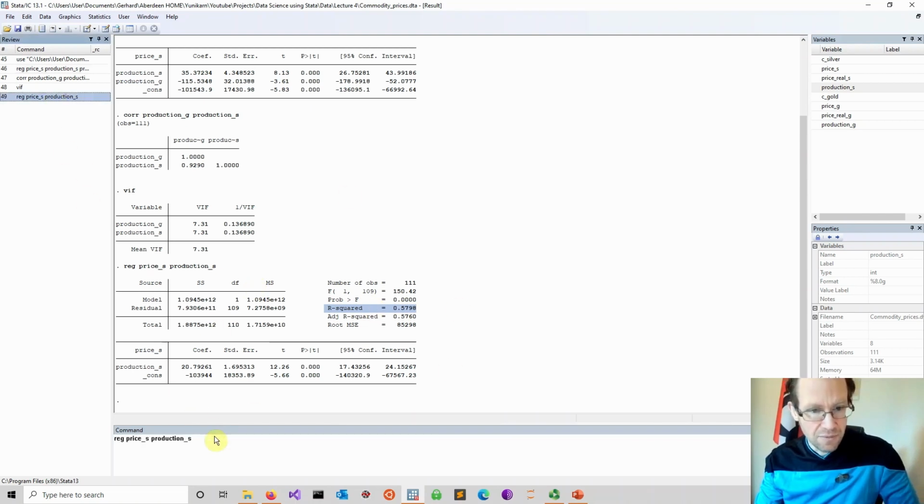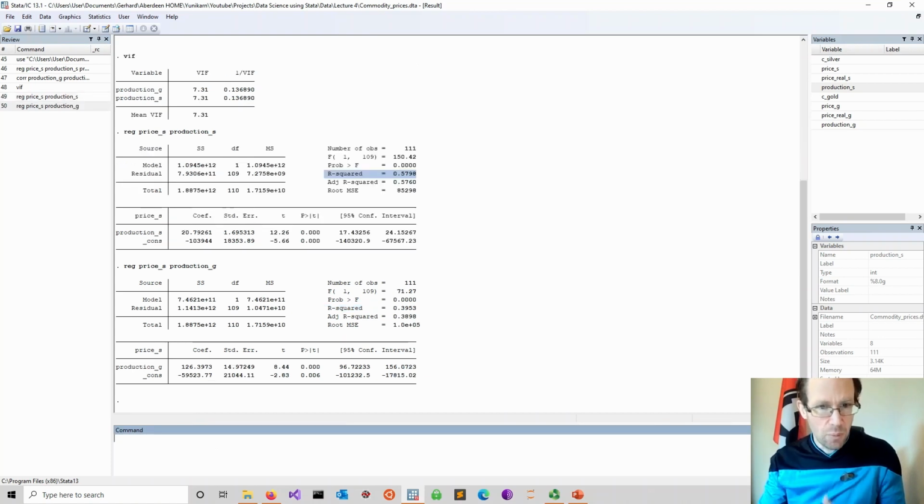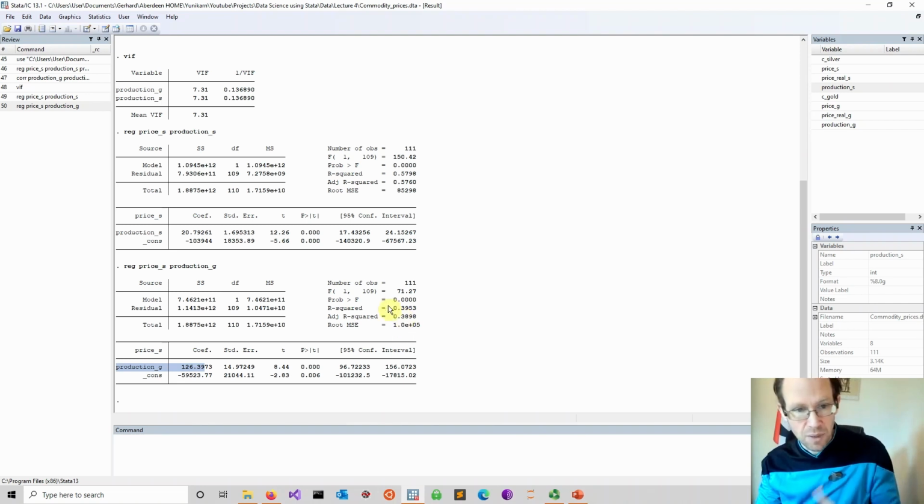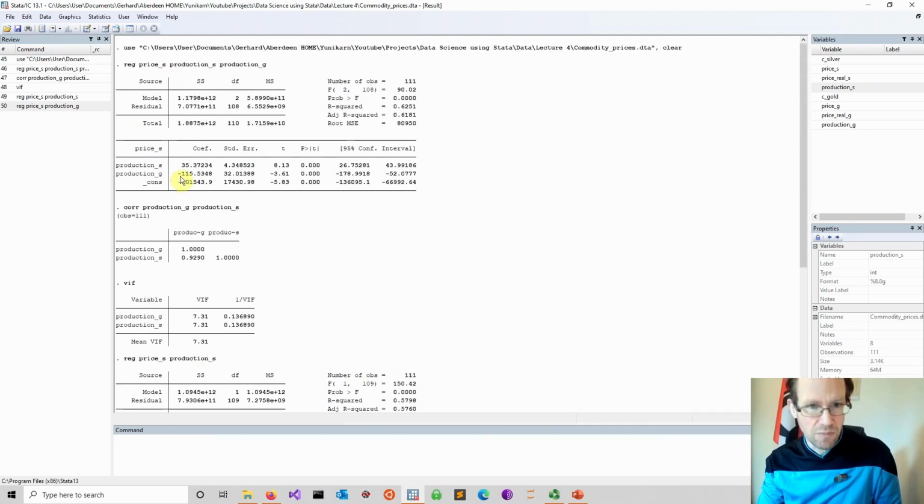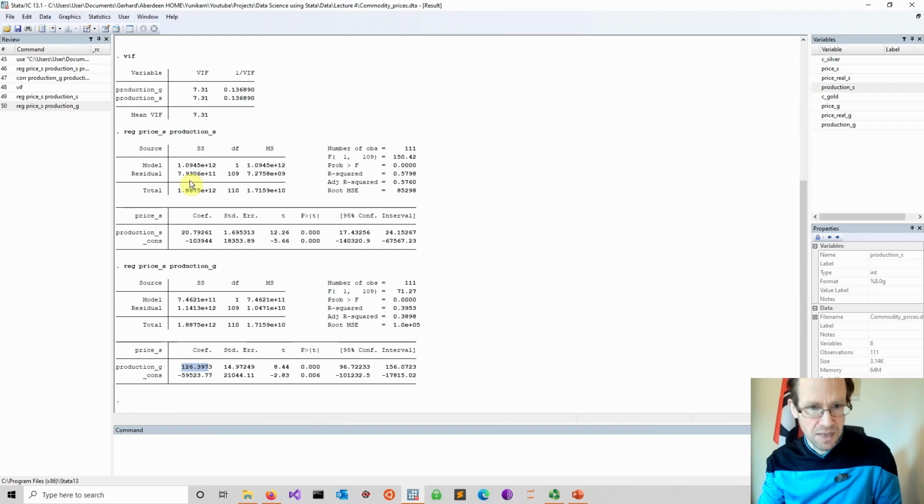And then I would run the same model again, but with gold production separately. And what you see now, which might astonish you, is you get a positive coefficient all of a sudden. It explains less, which is what you would expect because it's a different commodity. But most crucially, the sign flipped, from minus to positive. And the reason for that is this relationship between gold and silver production. These two cannot be easily separated.